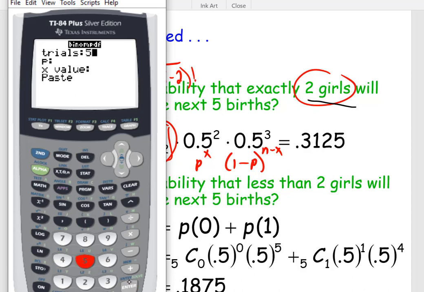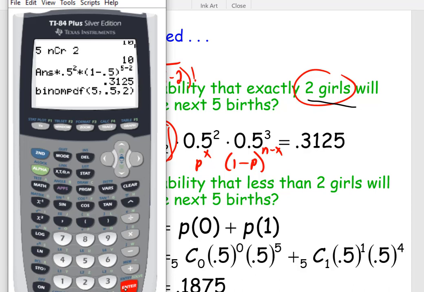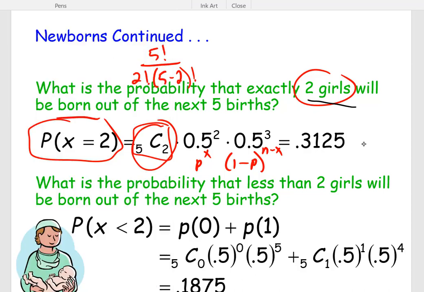We have 5 trials, so we're doing 5 babies. P, we're assuming 0.5 probability. And we want to know the probability of 2 of them being girls. Gives us 0.3125. So we get the same probability with all of those different methods.